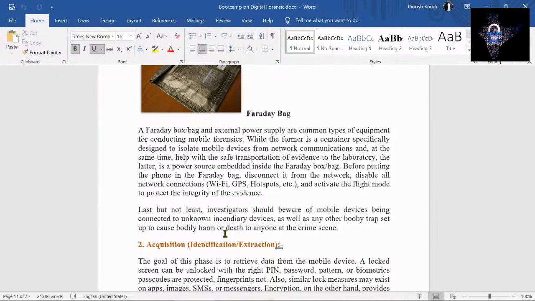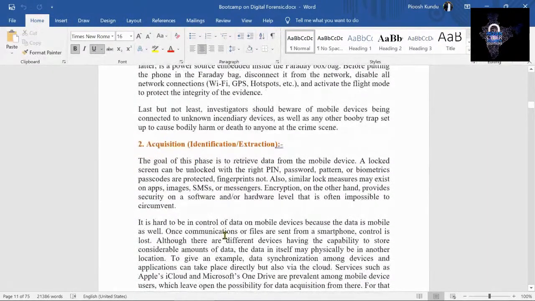Before putting the phone into the Faraday bag, disable all network connections, Wi-Fi, GPS, hotspot, etc., and activate flight mode to protect the integrity of the evidence. Last but not least, investigators should beware of mobile devices being connected to unknown devices, as well as other booby traps set to cause bodily harm to anyone at the crime scene. Now, the second part is acquisition, identification and extraction.